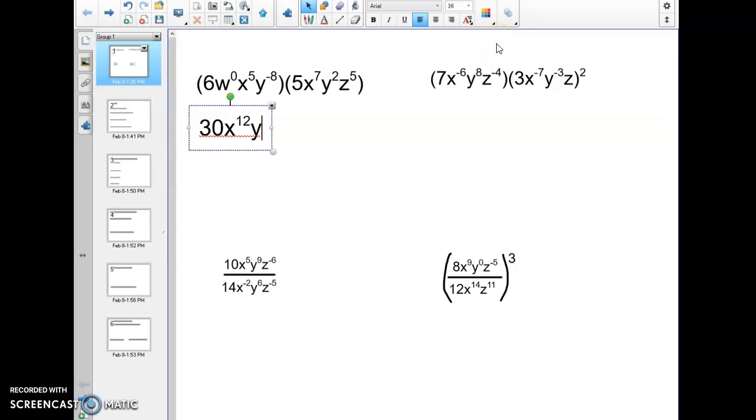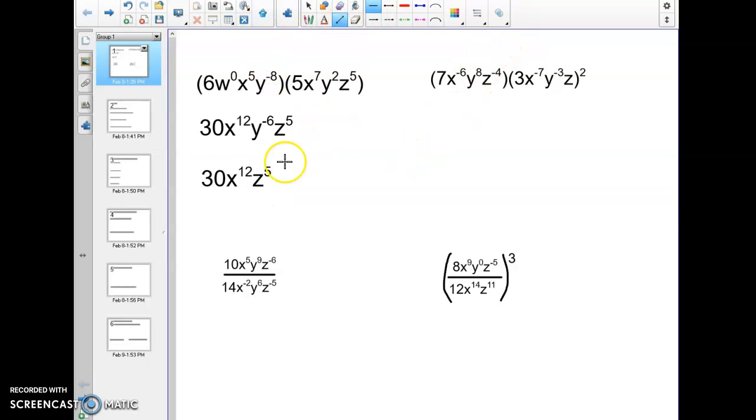Y to the negative 8, times y squared, so we add those exponents, we get y to the negative 6. And then z, if there's nothing to multiply z to, we just leave it as it is, so it becomes z to the 5th. And when I write my answer, I'm going to write 30x to the 12th, z to the 5th, and then the y goes in the denominator because it has the negative exponent. A negative exponent means we move. So y to the 6th.